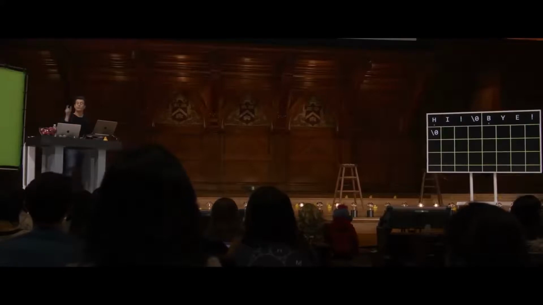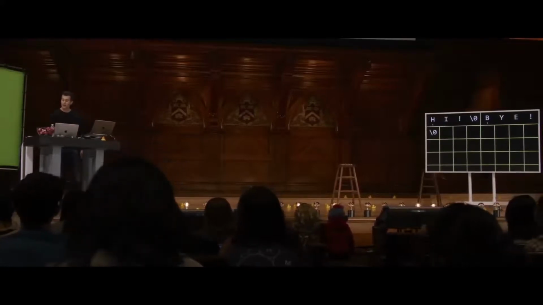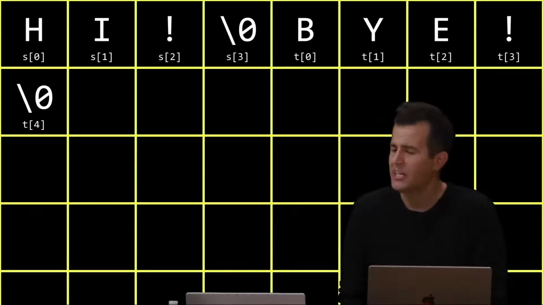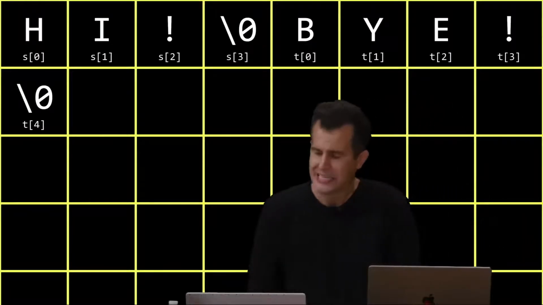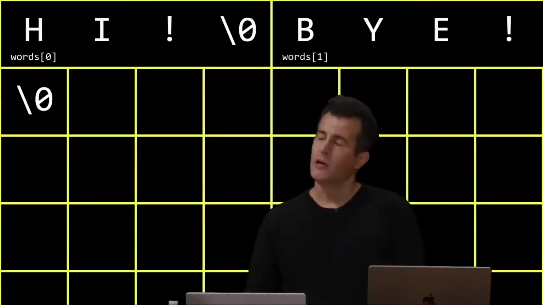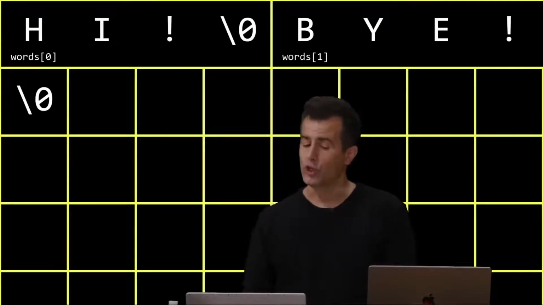Here again is where we left off on the screen, hi and bye back to back. Here is really how I just treated these things: S bracket 0, 1, 2, 3, and then T 0, 1, 2, 3, 4. But really, once I put them in an array, the picture becomes this. Words bracket 0 is the whole hi. Words bracket 1 is the whole bye.